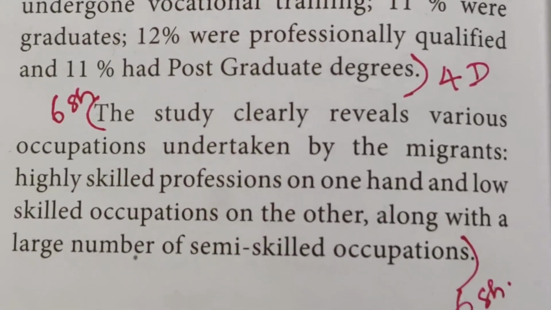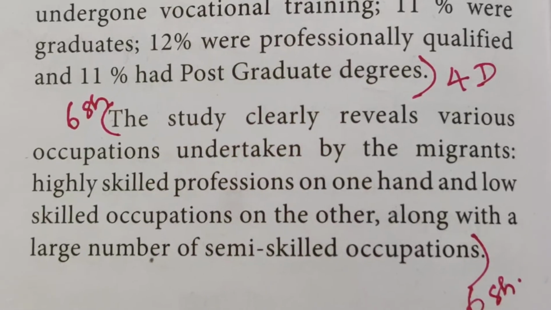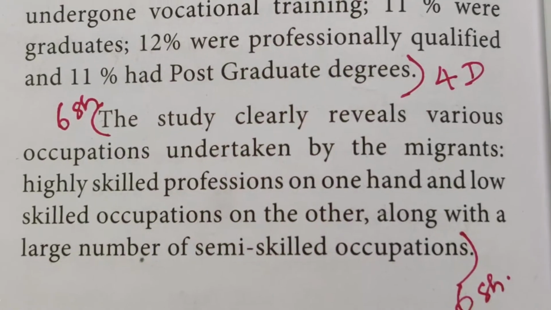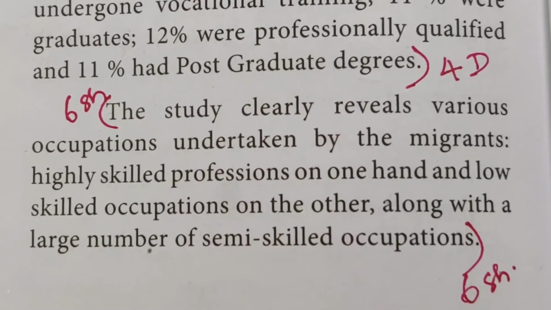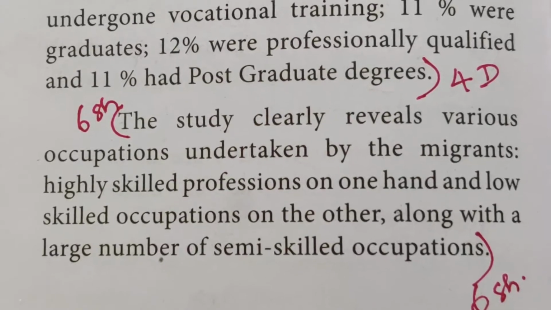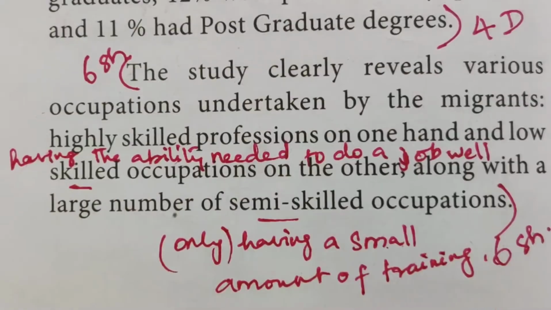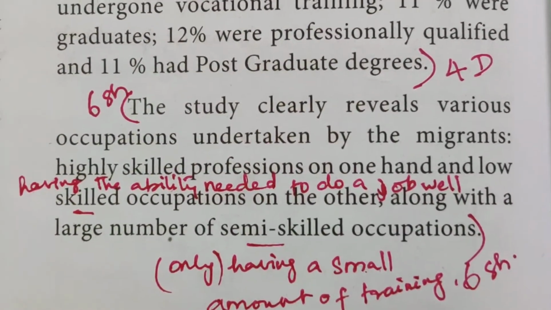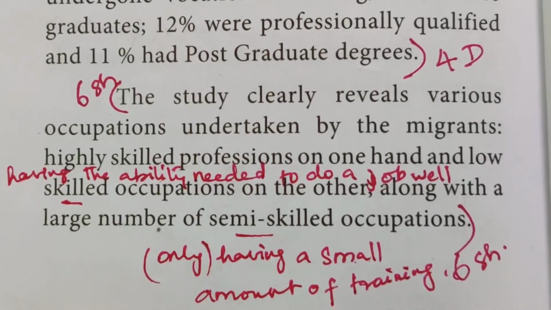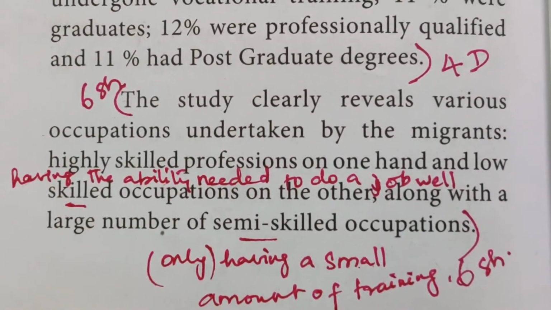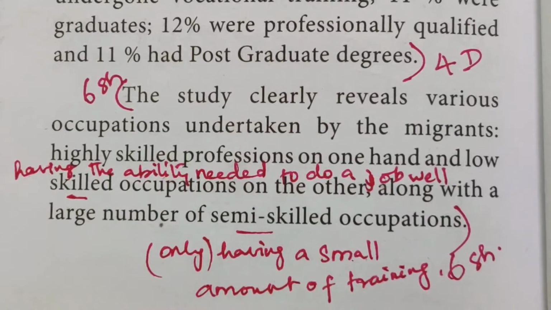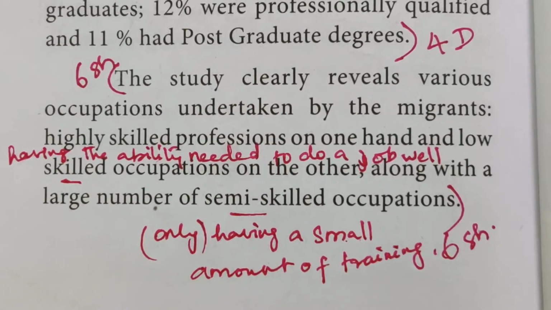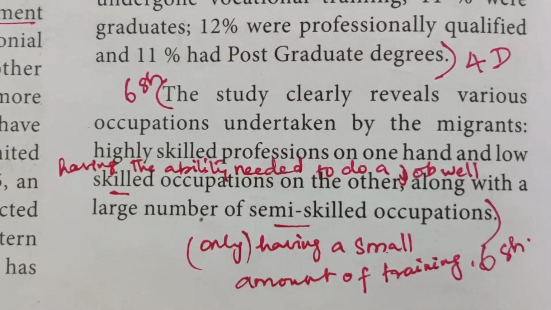The study clearly reveals the various occupations undertaken by the migrants: highly skilled professions on one hand and low skilled occupations on the other, along with a large number of semi-skilled occupations. Skilled means having the ability needed to do a job well. Semi-skilled means having only a small amount of training.